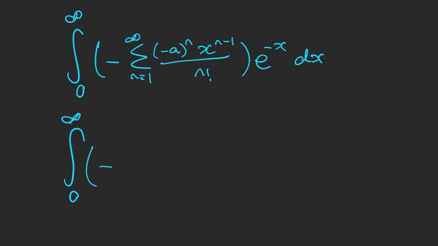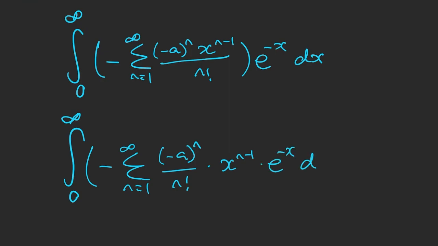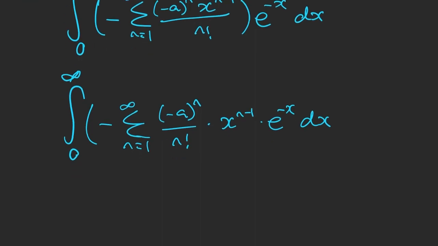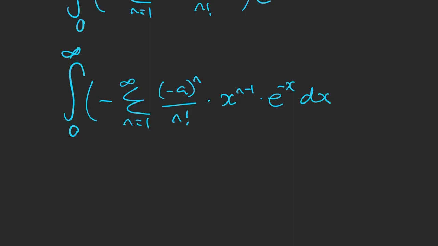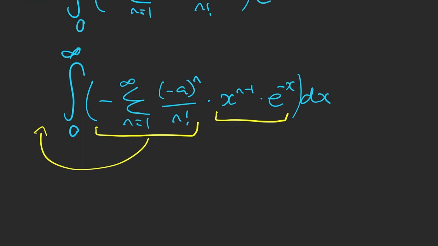So we can write this as the negative sum from n is equal to 1 to infinity of negative a to the power of n over n factorial times x to the n minus 1 times e to the negative x dx. Now, we've got this integral in terms of x with respect to x, and our only x terms are right here. So what are these terms, but a constant? And so we can bring them out to the front.